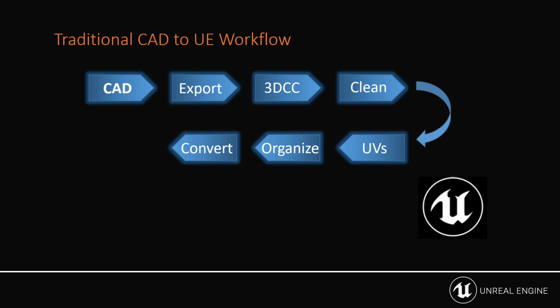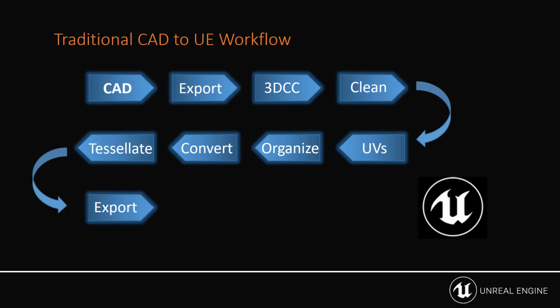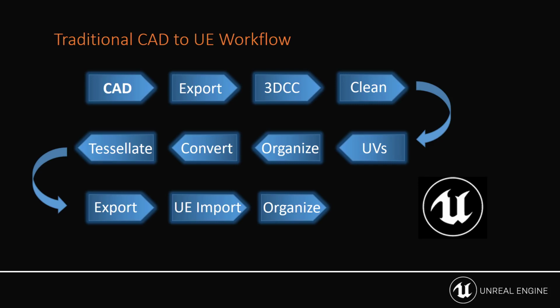Now we may need to convert the data. This is where we get into this process of tessellating geometry, right? So we want to get this so that it works in a polygonal or a triangulated version for that matter over into Unreal Engine, something that the engine can work with. After we've tessellated it, once again, here we are exporting that data, and then we get into importing the data into the engine where we may have to reorganize this again and rebuild the scene essentially to be able to get this into Unreal Engine. Now that's the traditional CAD to Unreal Engine workflow.